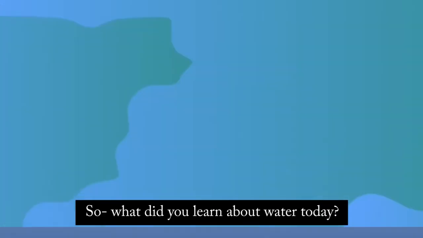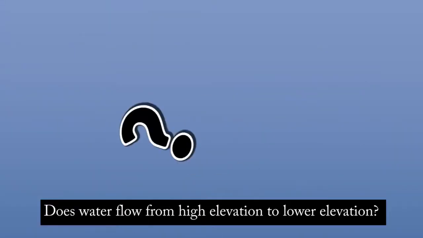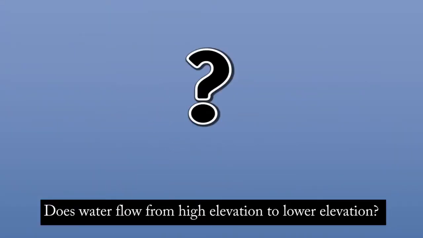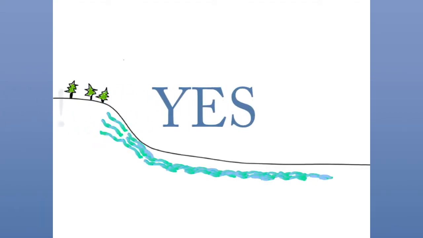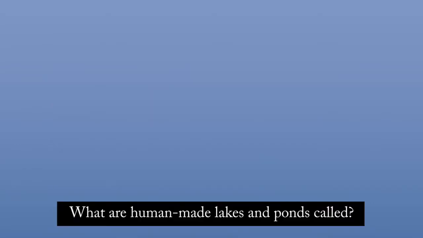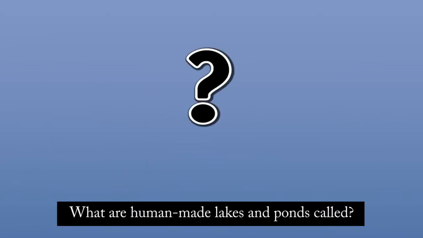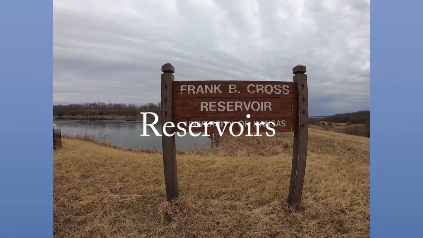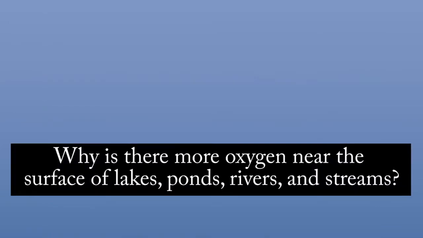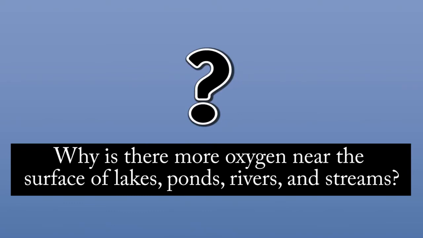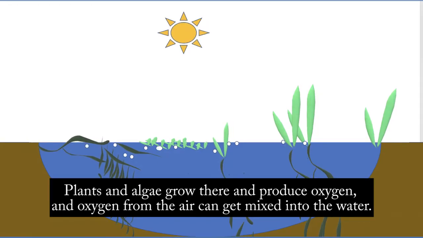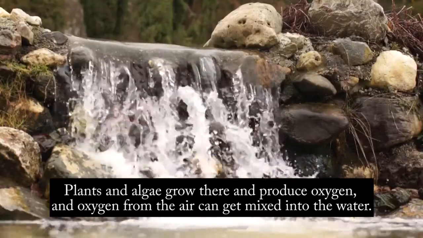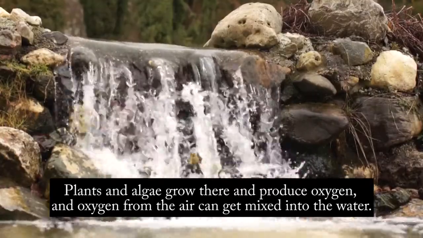So, what did you learn about water today? Does water flow from higher elevation to lower elevation? Yes! What are human-made lakes and ponds called? Reservoirs. Why is there more oxygen near the surface of lakes, ponds, rivers, and streams? Plants and algae grow there and produce oxygen, and oxygen from the air can get mixed into the water.